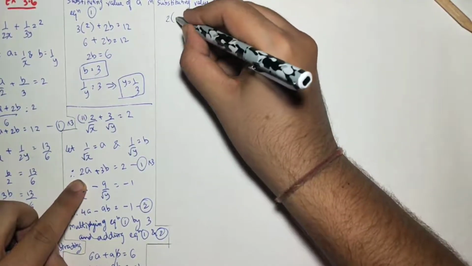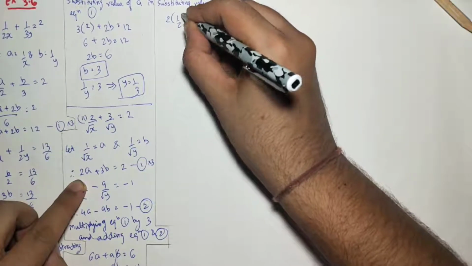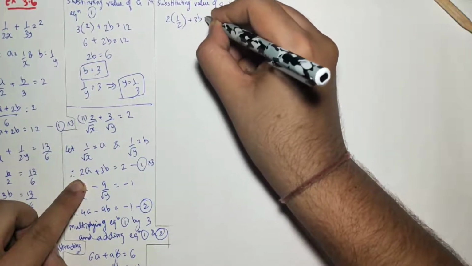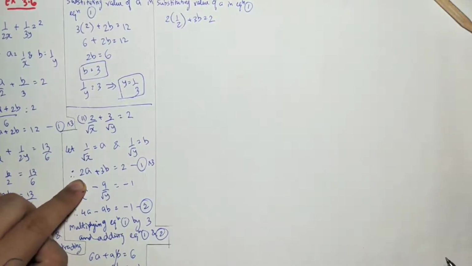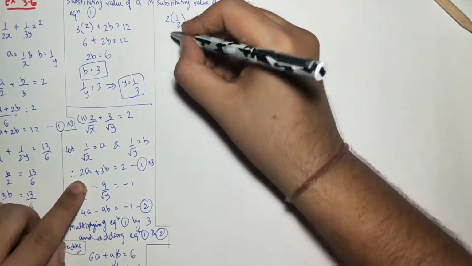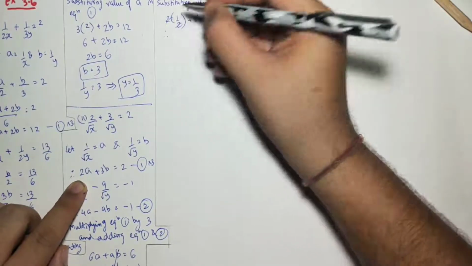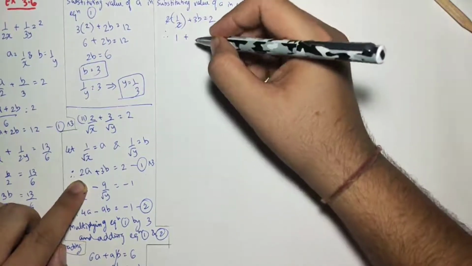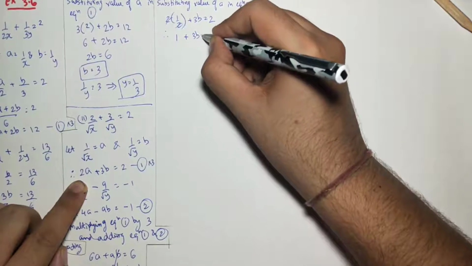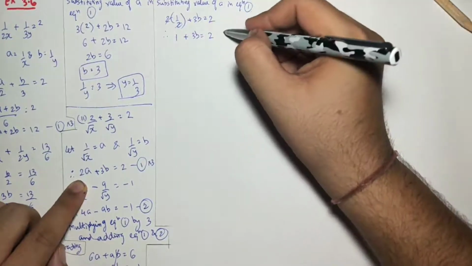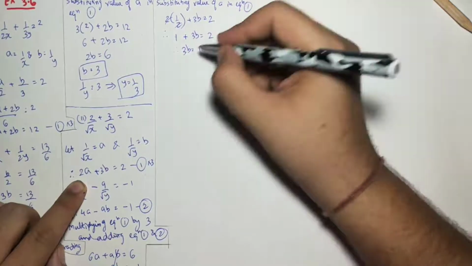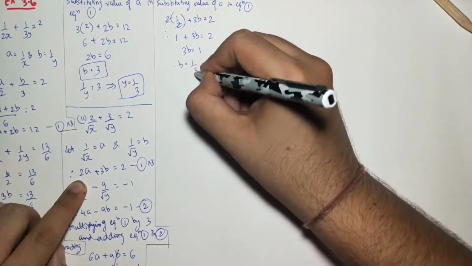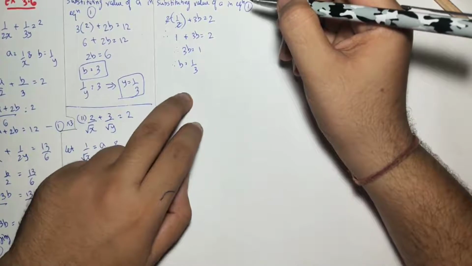So 2 multiplied by 1 by 2 plus 3b equals to 2. So this 2 will cancel. Answer is 1 plus 3b equals to 2. This 1 will get on the right hand side, will get subtracted. So 3b will be equals to 1. So b will be equals to 1 by 3. You got the value of b.